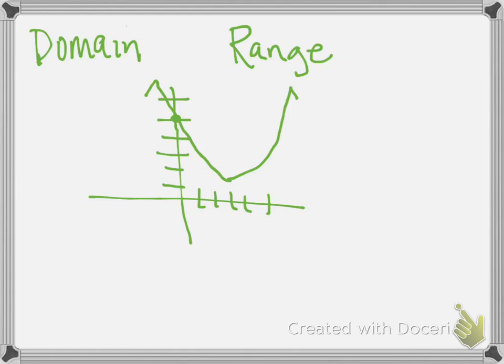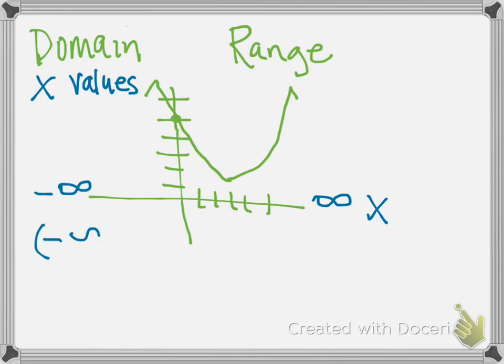Alright, domain. Domain is all values x can be. It's the possible values of x. Domain is negative infinity to infinity. This is the x-axis. In all of the quadratic graphs, the domain always is negative infinity to infinity. And it means that you can put any values in for x. It will always keep it a real equation.